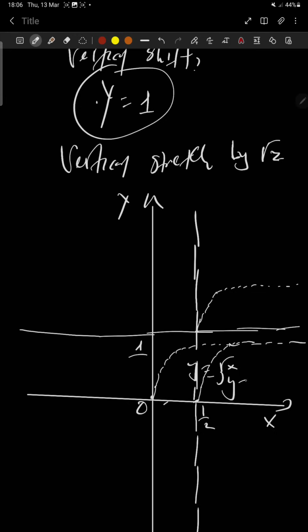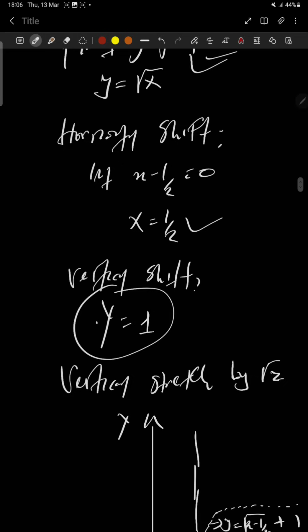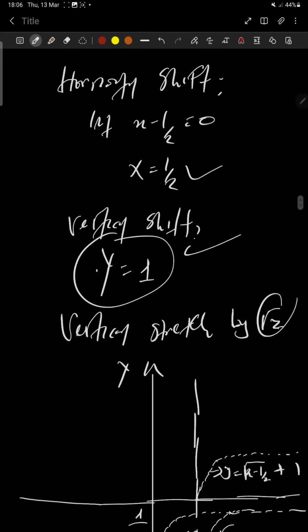So this was a shift. y is equal to the shift. This is y is equal to the shift plus 1. Okay, plus 1 there. So we're done even with this one.